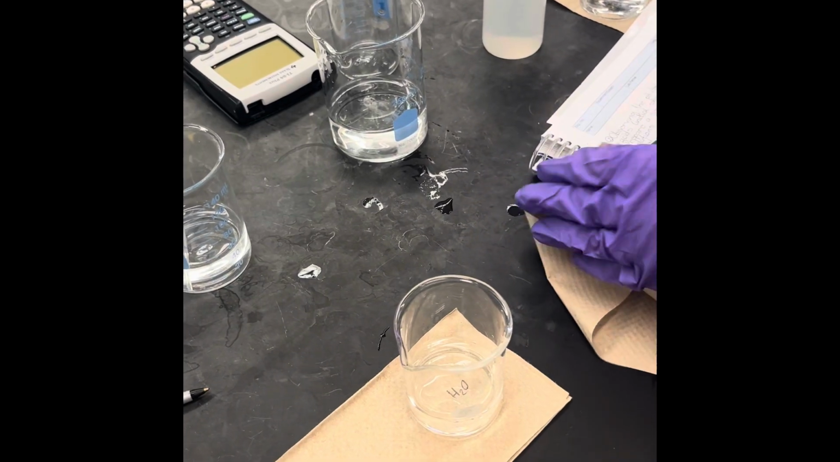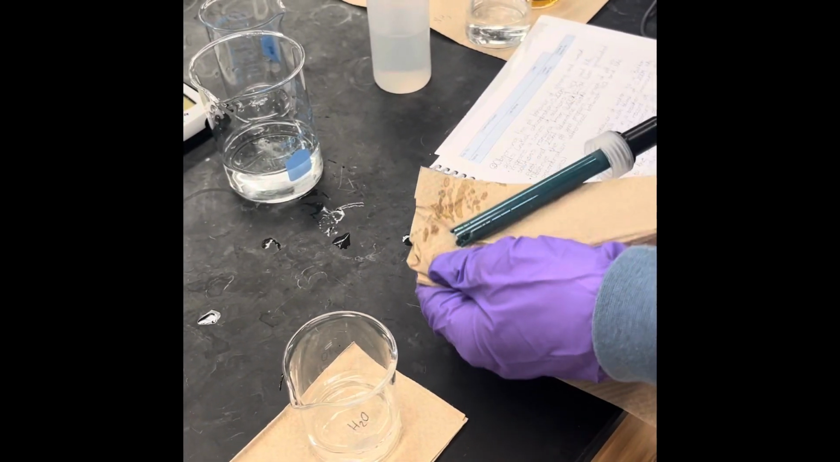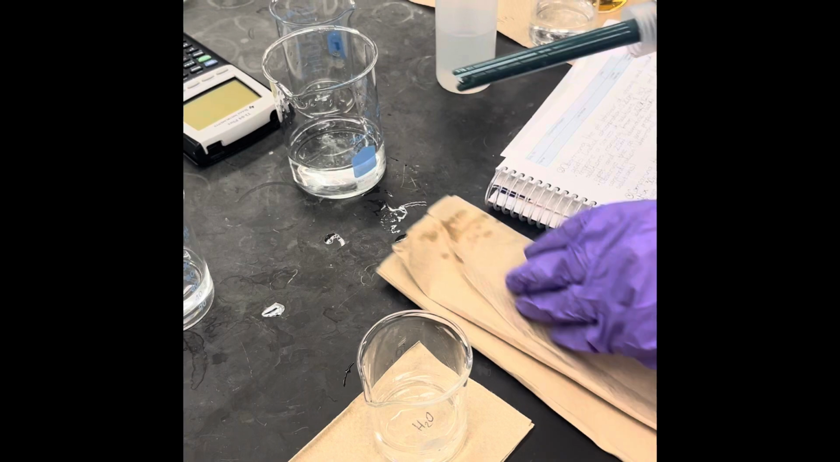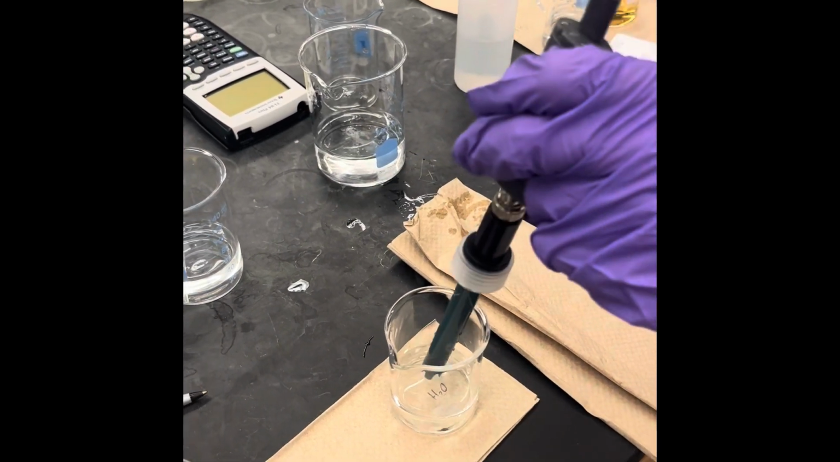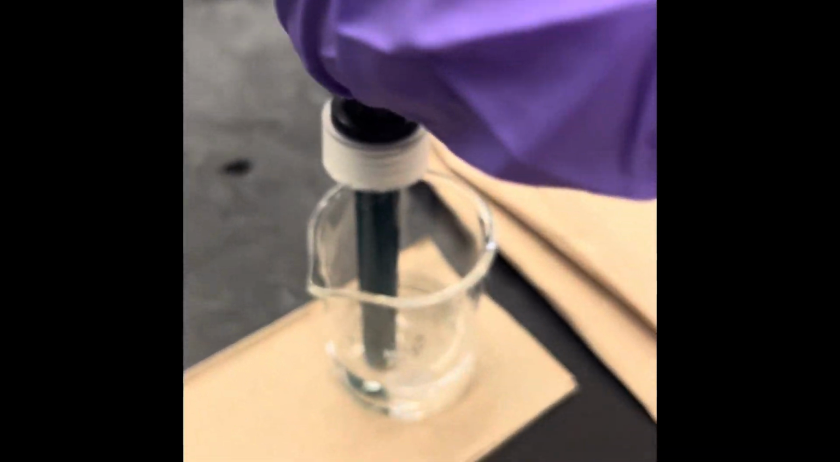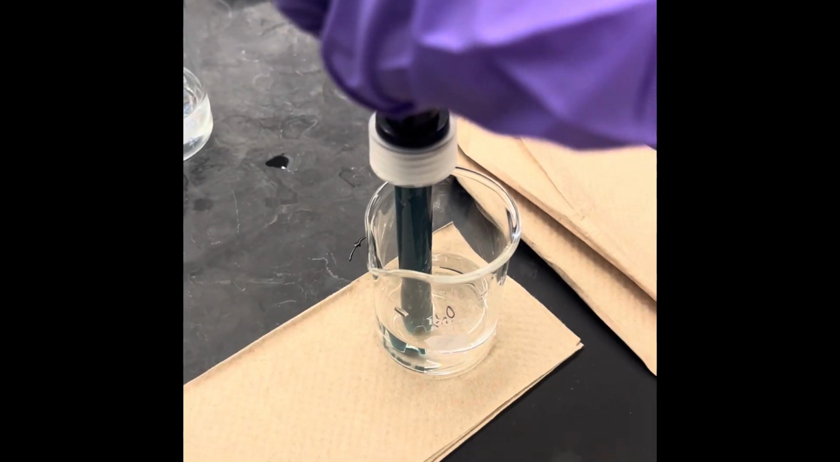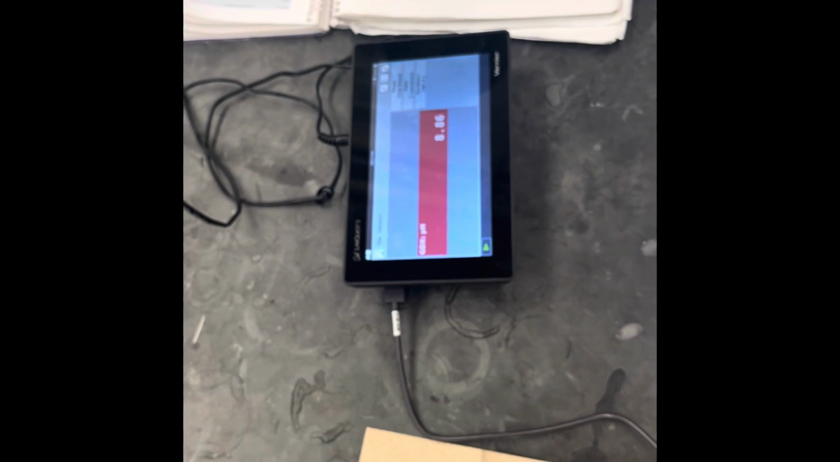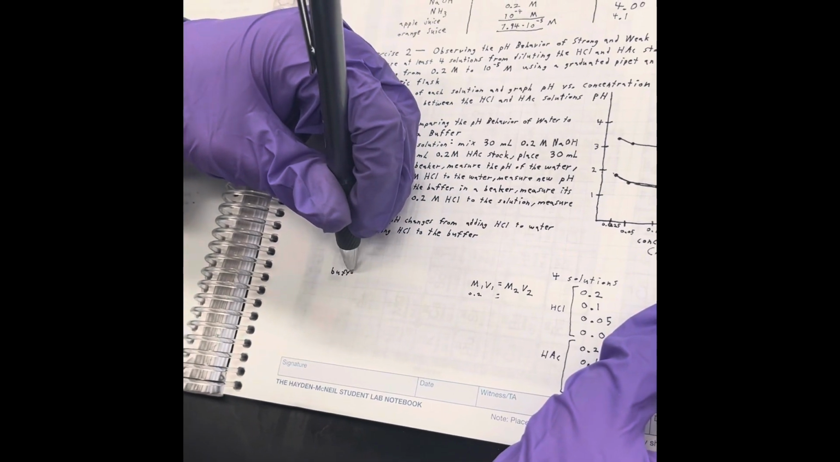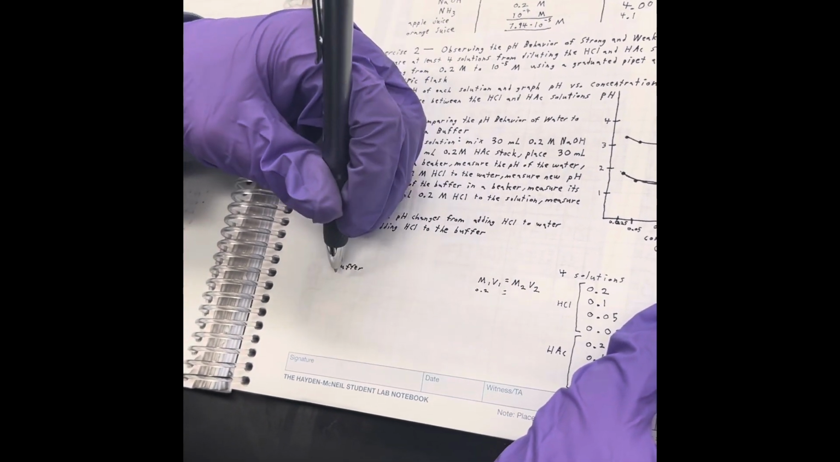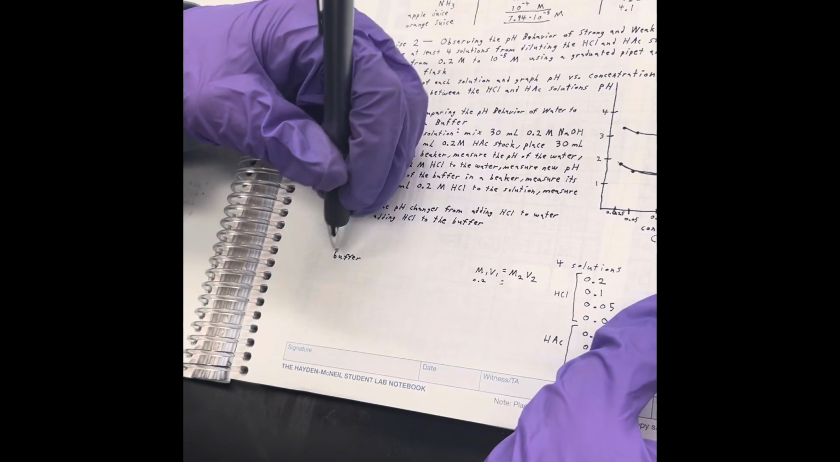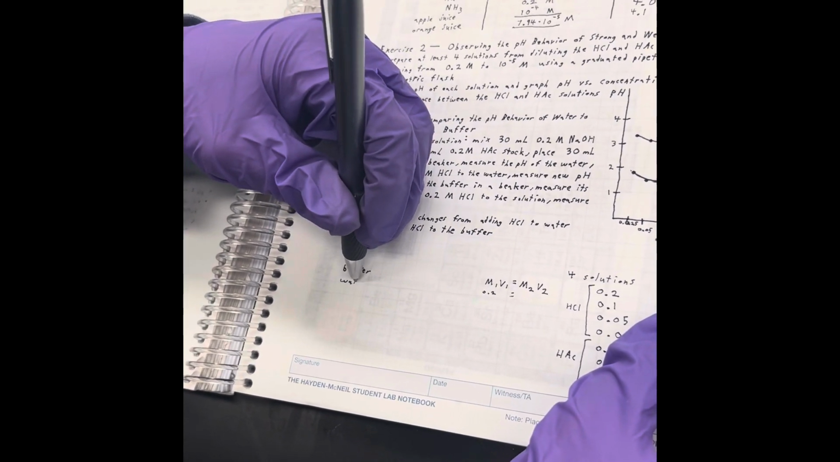For exercise 3, we place 30 milliliters of tap water in a beaker and then measure the pH of the tap water and add 10 milliliters of 0.2 molar hydrochloric acid to the tap water. We then record the new pH of the solution. We then place a 30 milliliter buffer in a beaker and measured the pH of the buffer solution. After that, we added 10 milliliters of the stock solution of hydrochloric acid to the beaker and measured the pH.